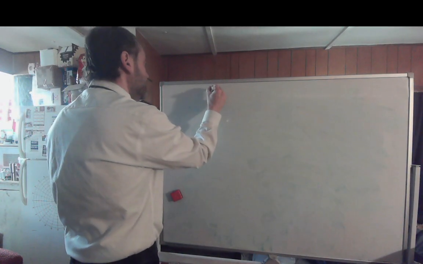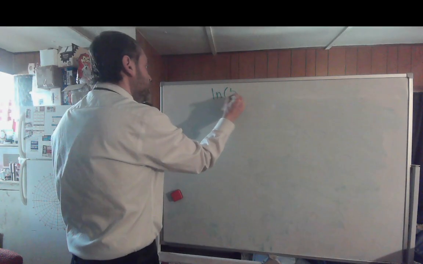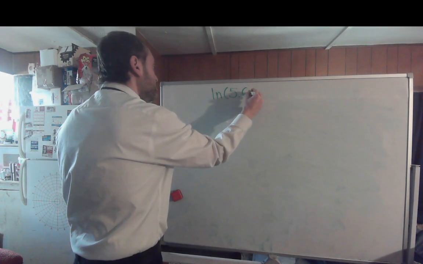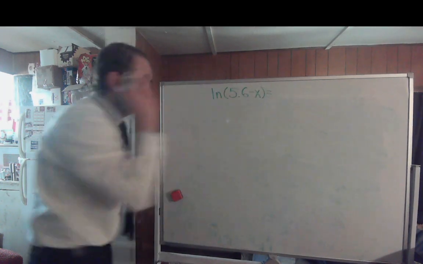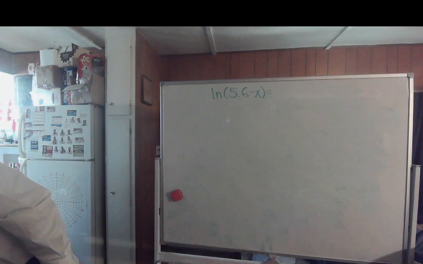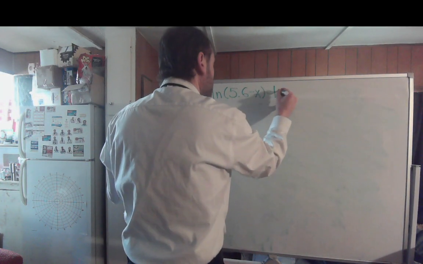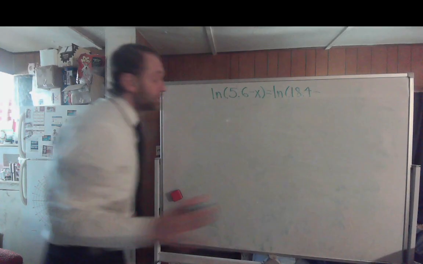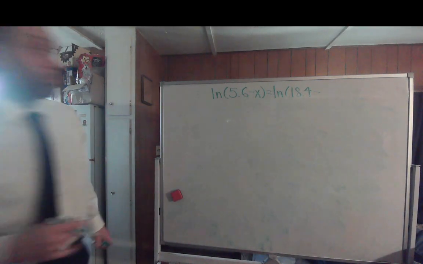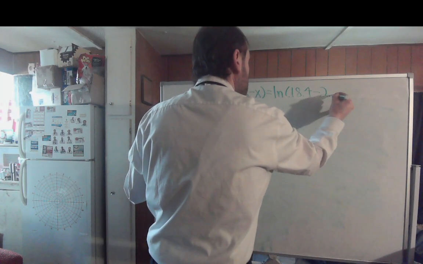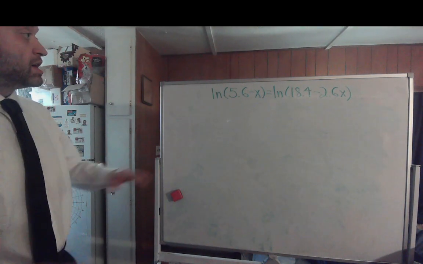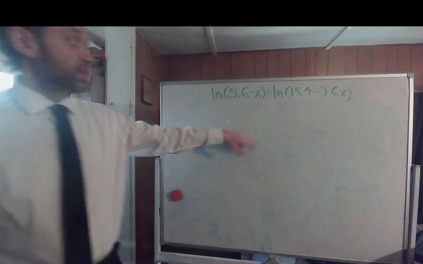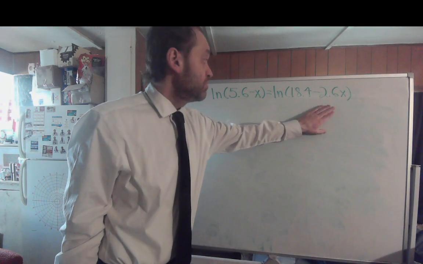Alright, I got two more. We're almost there. Alright, so the ln of 5.6 minus x equals the ln of 18.4 minus 2.6x. Fun with decimals. Alright, so we have the ln of 5.6 minus x equals the ln of 18.4 minus 2.6x.